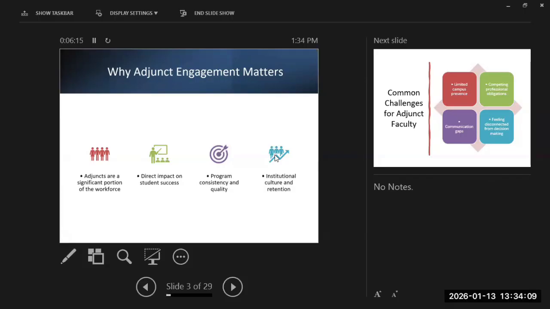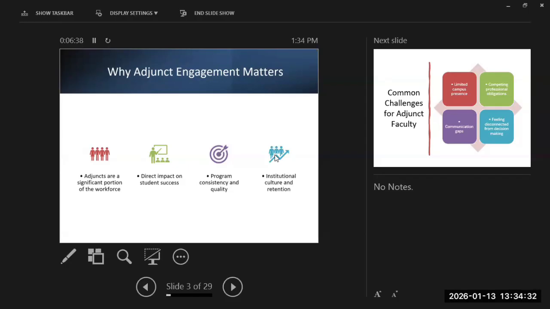They have a direct impact on student success because obviously they're teaching a lot of our courses within the different programs here at the college. Program consistency and quality depends on our adjuncts being bought in and actively engaging with our goals, missions, philosophies, and institutional culture and retention.